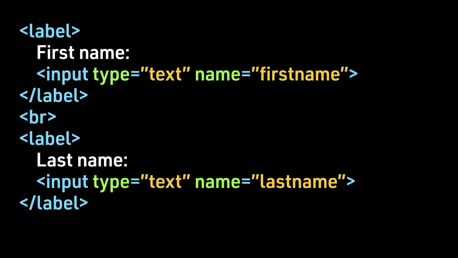So in this case, the label element contains the text for first name as well as the input for first name. There's a carriage return, and then you have a second label element with the last name text and an input element for last name.